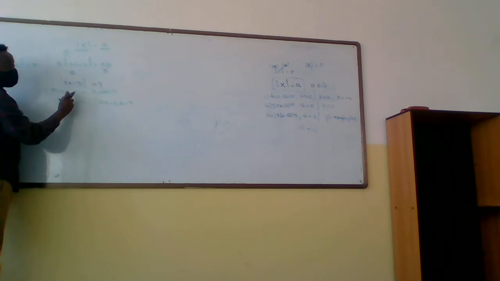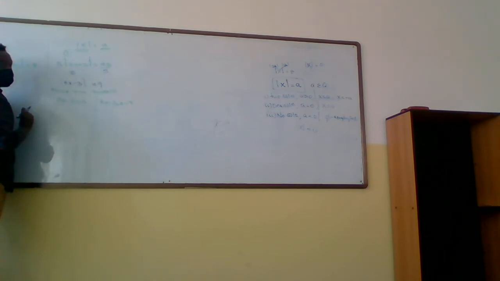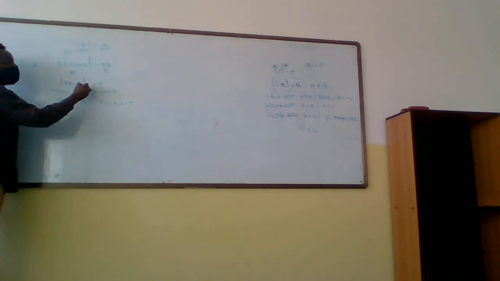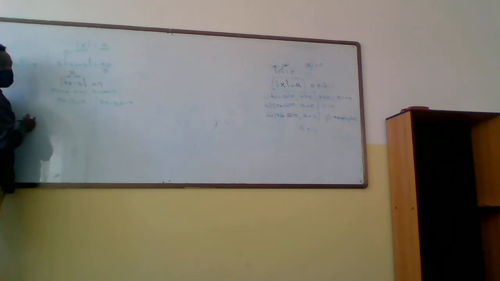Now, we decided since 9 was bigger than 0, it will have two solutions. Why did we decide it will have two solutions? First, the absolute value of what number gives me 9? The absolute value of negative 9 gives me 9, and the absolute value of positive 9 gives me 9.